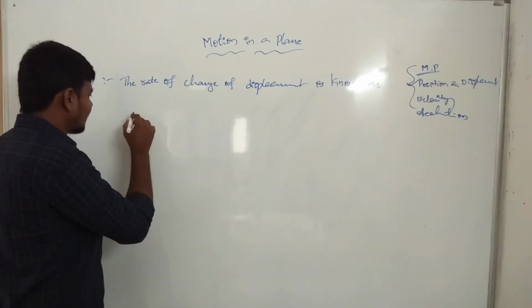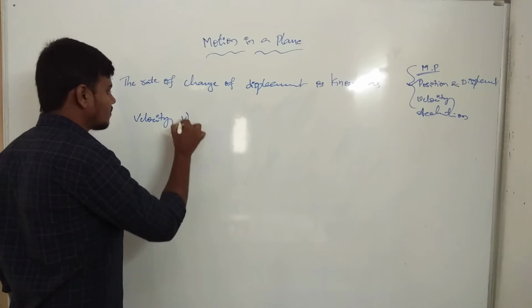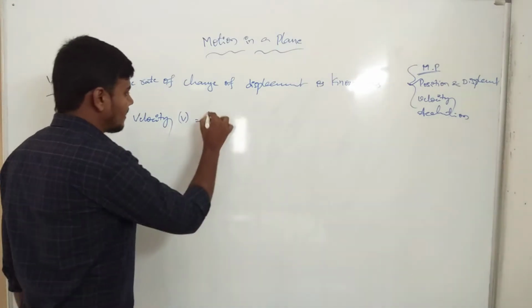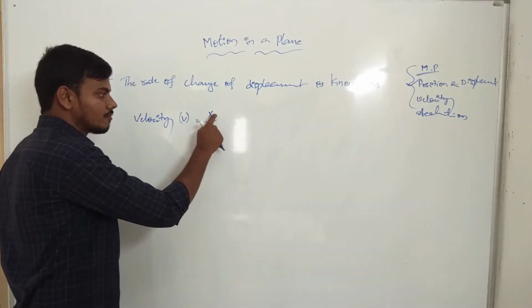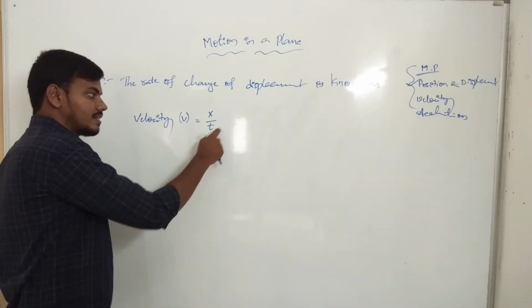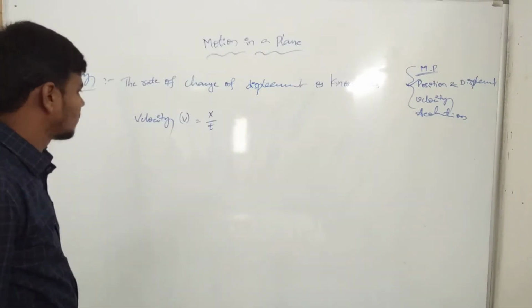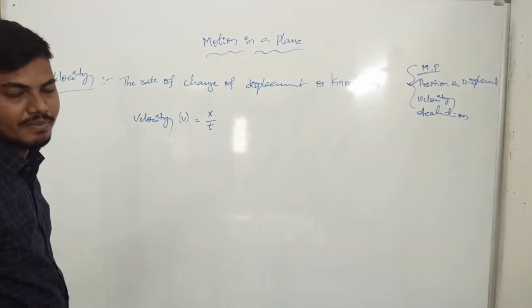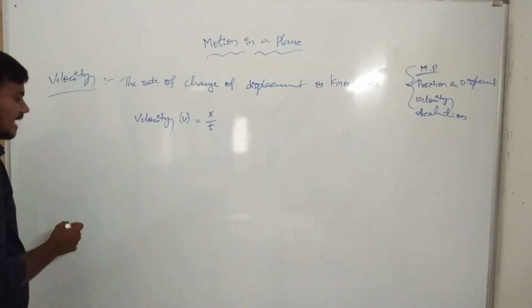What is the equation of velocity? Now velocity, small v, is equal to displacement by time period. The rate of change of displacement is known as velocity. This phenomenon is known as velocity. We can observe that velocities are mainly of two types. The first one is average velocity.